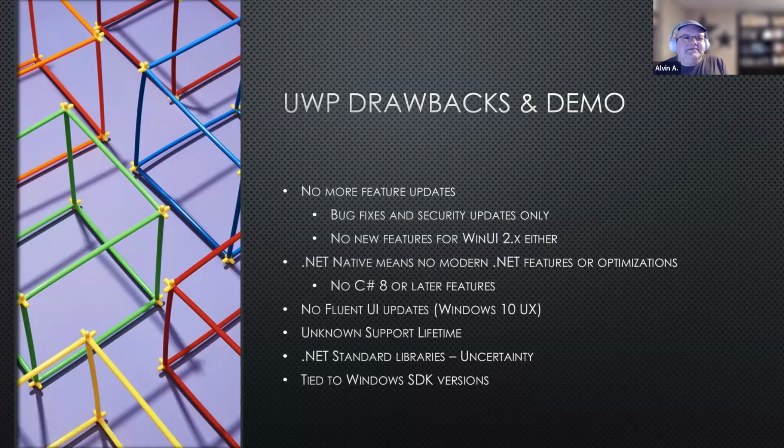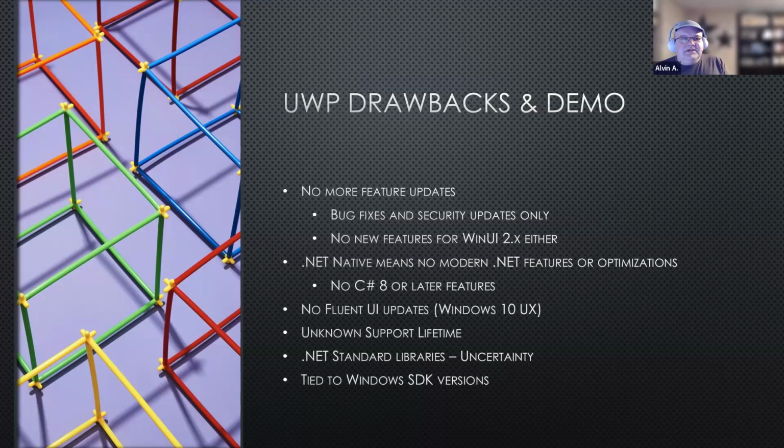So .NET Native, while it does give you great performance and the smaller size for your apps, with UWP, you don't get any access to modern .NET or language features. In fact, you can only use C# language features up to, I think, yeah, nothing in C# 8 or later. It's only C# 7 and earlier that you get with the UWP apps.